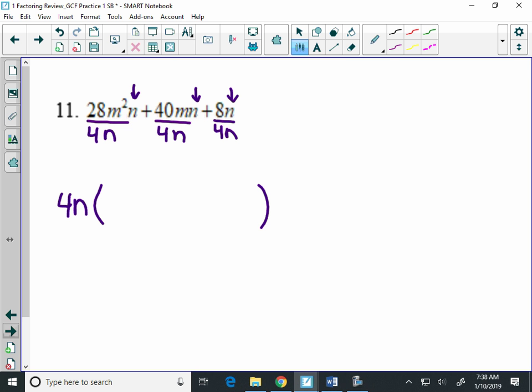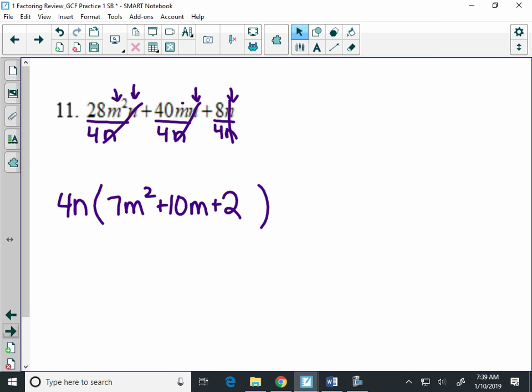28 divided by 4 is 7. I didn't change the m, so this is going to say m squared. And my n's cancel off. 40 divided by 4 is 10. Again, I didn't touch the m here. That stays the same. And the n's cancel off. 8n divided by 4n. Well, 8 divided by 4 is 2. And the n's cancel off. So this is your final factored form.